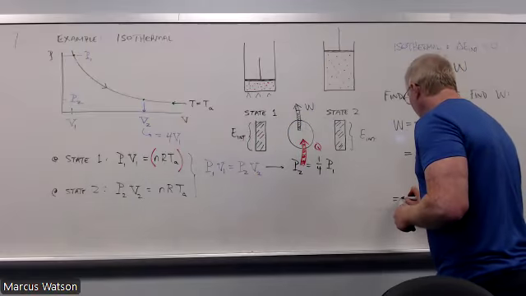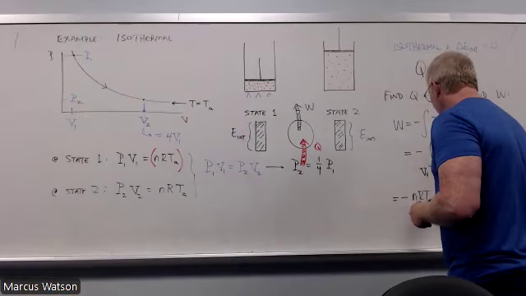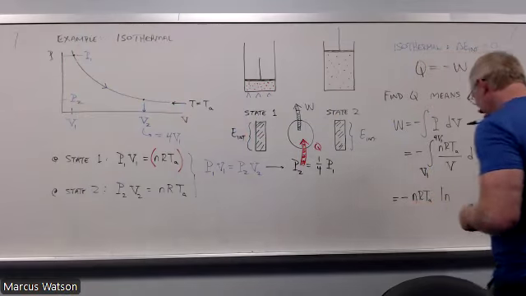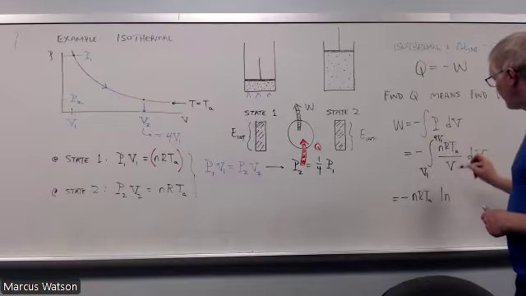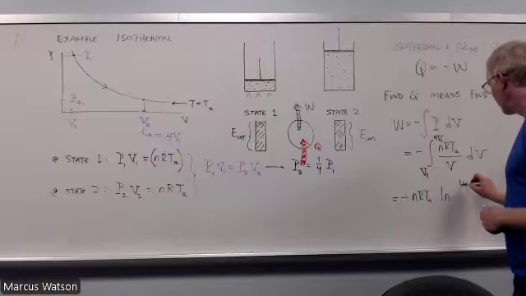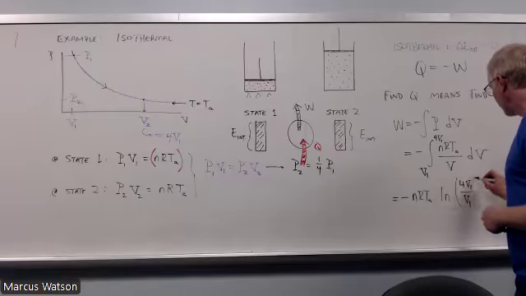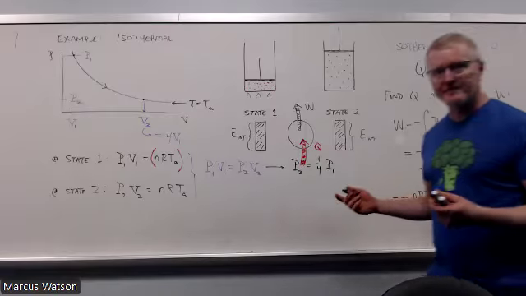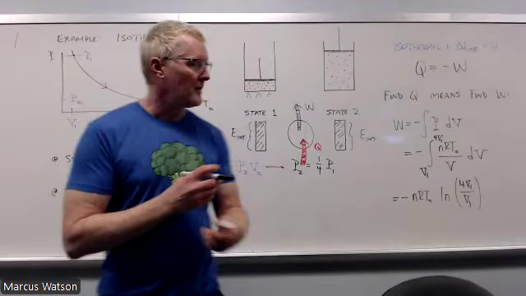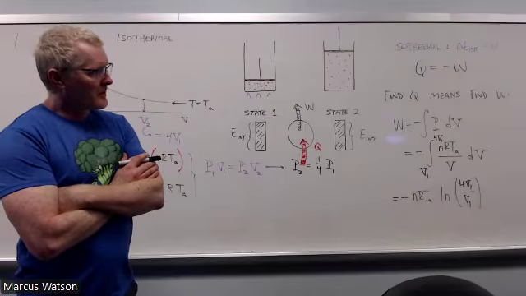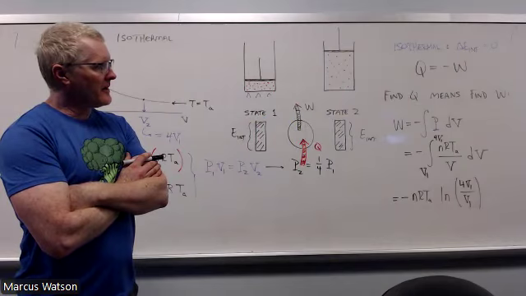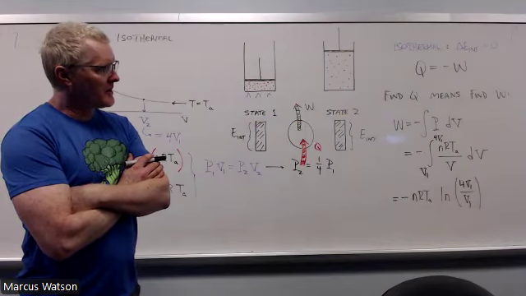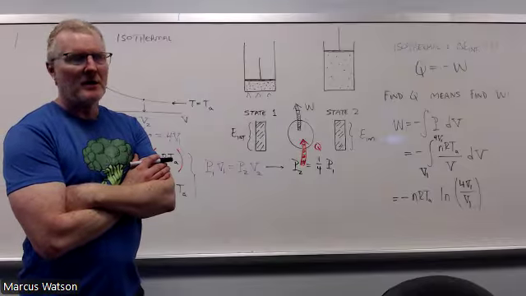All right, so I'm going to get W equal to negative nR TA, and I'm going to get natural log of V when it's evaluated at 4V1 divided by V1. In other words, the log of 4. Okay. Hopefully that's okay with everybody. The integration is negative. Okay.